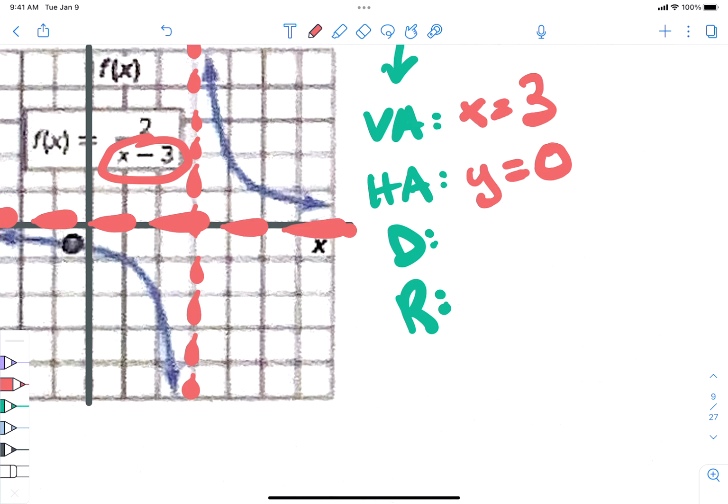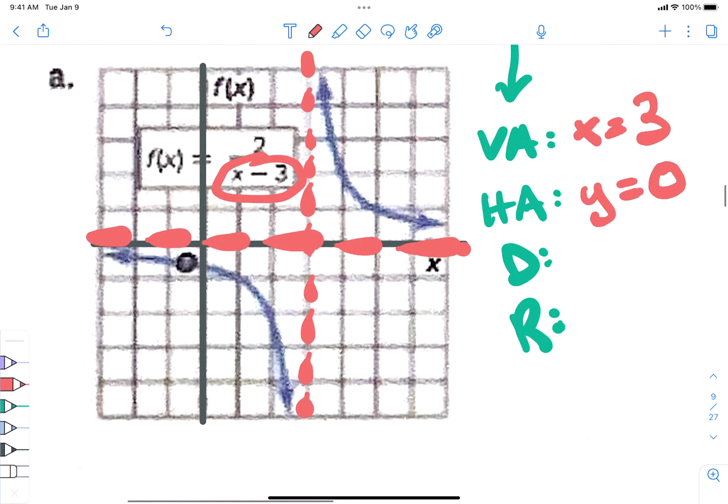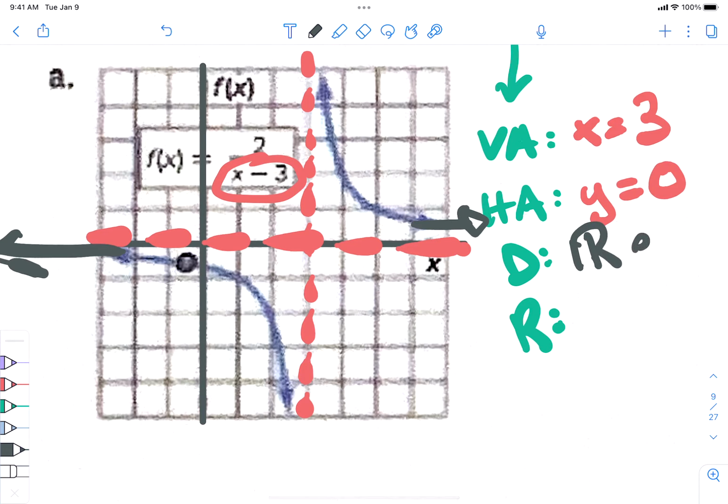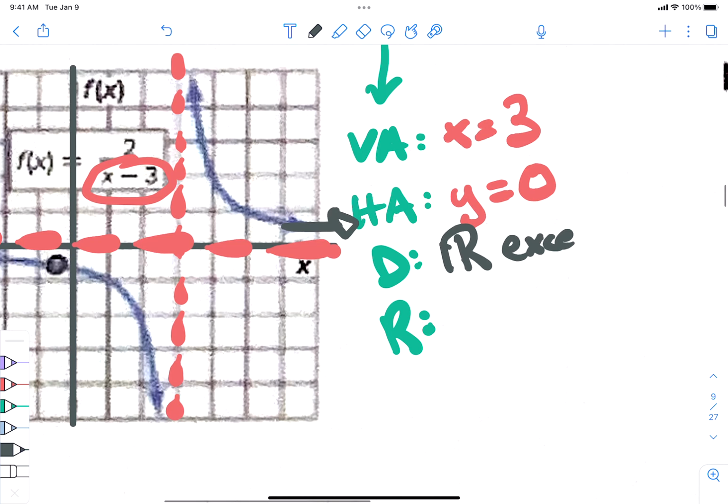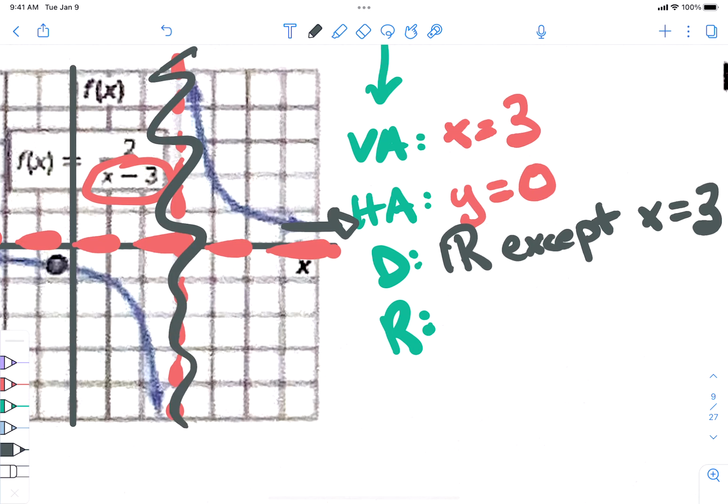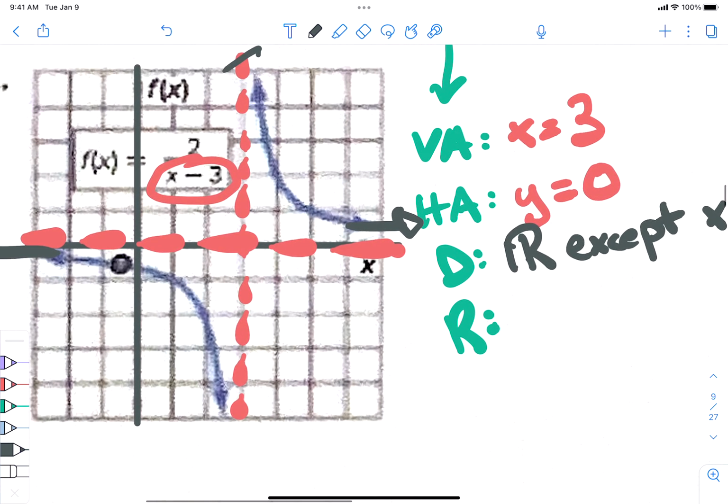Now, let's talk about our domain and range. Domain is x's, and x's go left and right forever, right? It's going to the left forever, and it's going to the right forever. So is my domain all reals? Kind of. It's all reals except for x equals 3. It's not touching at 3, right? It's touching every other place except for that one place, okay?